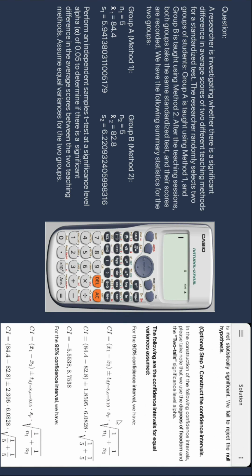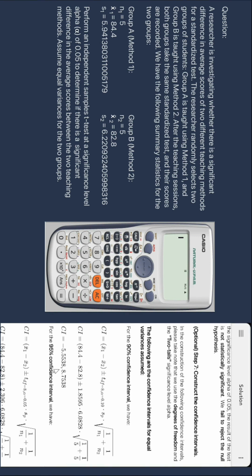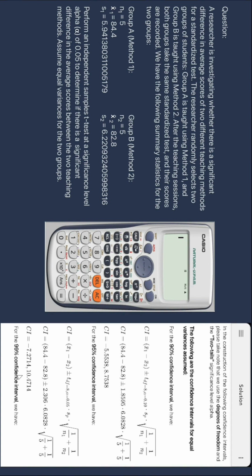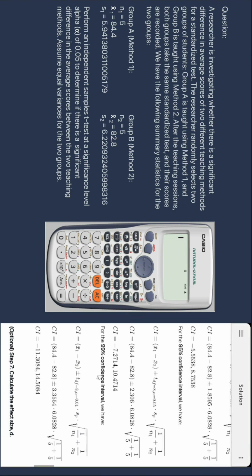Another optional step, we can also determine whether the mean difference is significant or not using confidence intervals. The idea is that if 0 is found within the interval, then the mean difference is not statistically significant. As a result, since 0 is found within the 90% confidence interval, and then on the 95% confidence interval, and then on the 99% confidence interval, we conclude that the mean difference is not statistically significant. There's not enough evidence to claim that there is a real meaningful difference between the scores of students who were subjected to two different methods of teaching.